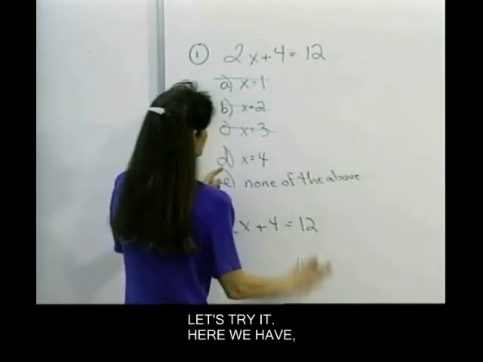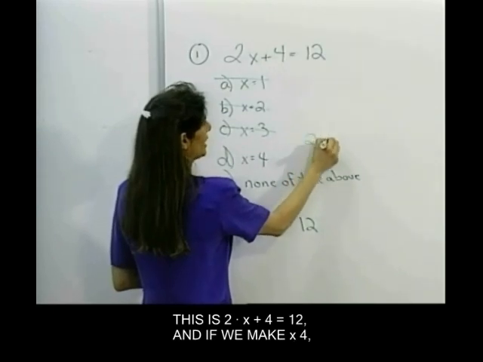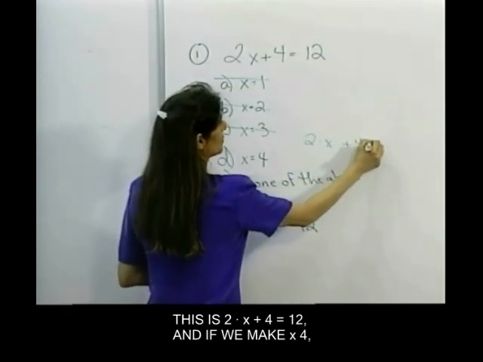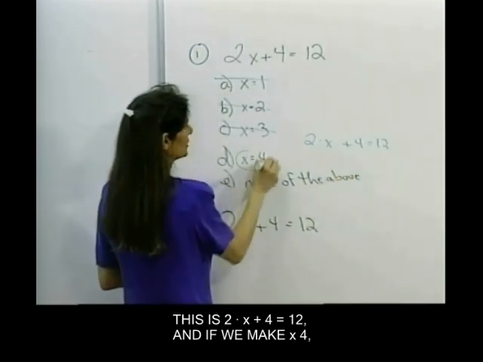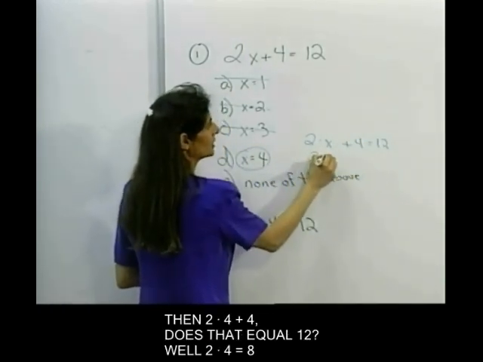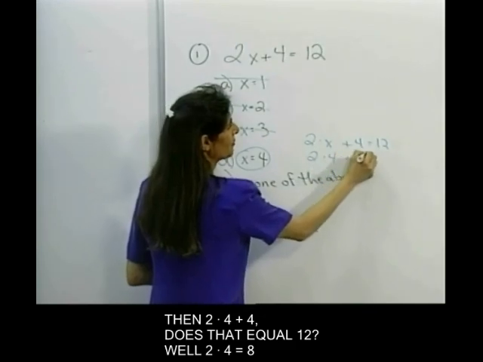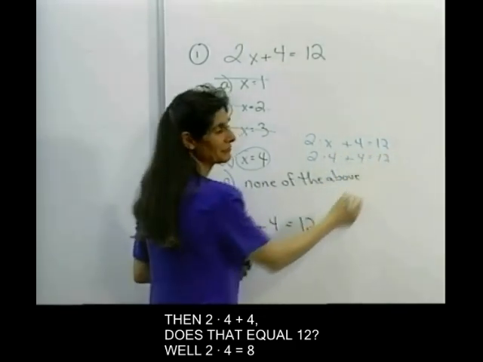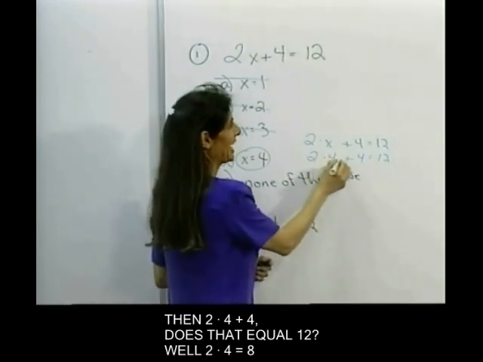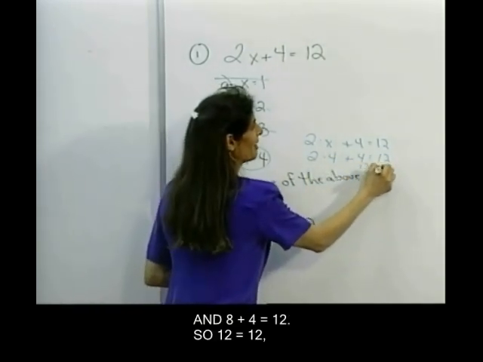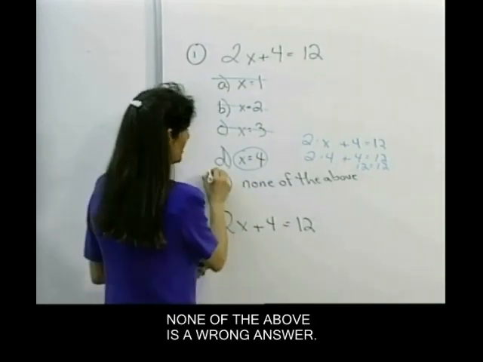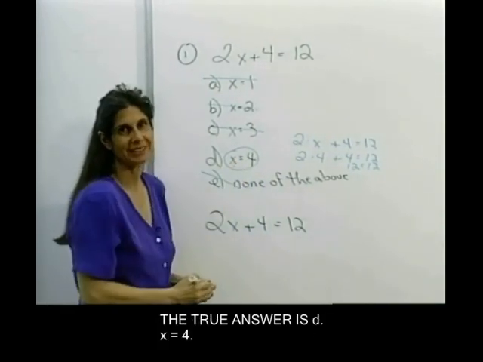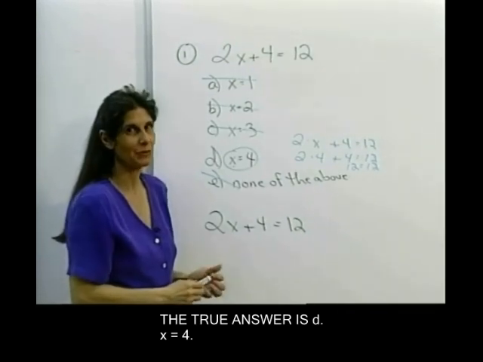Let's try it. Here we have 2 times x plus 4 equals 12. And if we make x 4, then 2 times 4 plus 4, does that equal 12? Well, 2 times 4 is 8, and 8 plus 4 is 12, so 12 equals 12. None of the above is a wrong answer. The true answer is D, x equals 4.